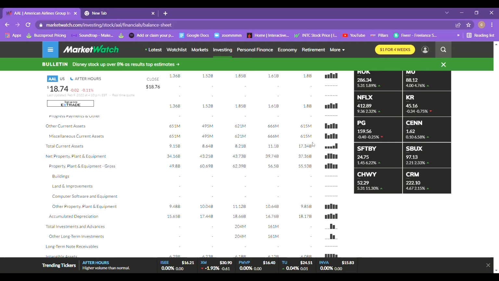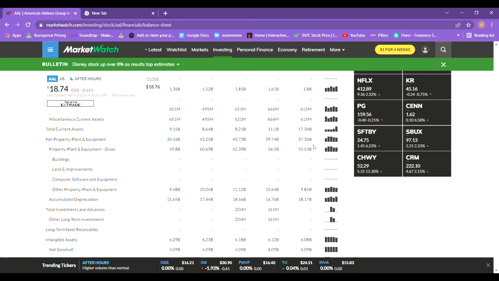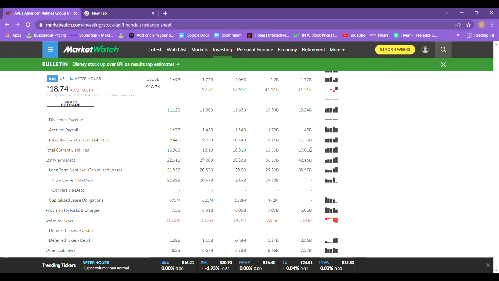Moving into the balance sheet now, we're going to start off by looking at the current assets. So the current asset growth looks good as they brought this up to 17.34 billion, which is an increase of 90% from 5 years ago. Now, with the current liabilities, on the other hand, as of 2021, they're at 19 billion, which is very unfortunate to see. They have 1.66 billion more current liabilities than current assets.